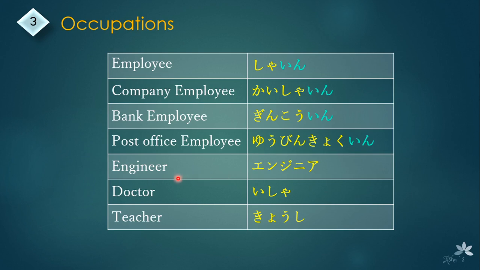A few other occupations are engineer, doctor, isha. A teacher as a profession is kyoshi.